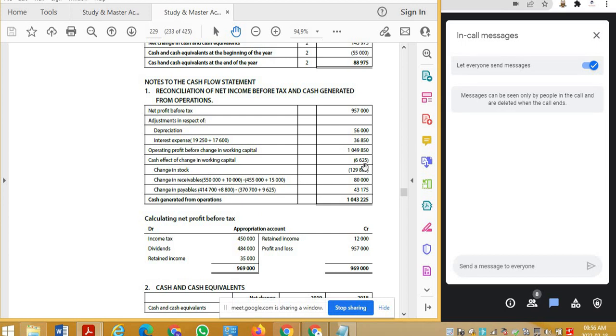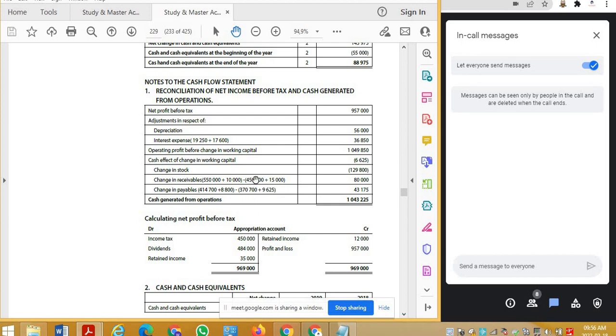Change in stock. For all of those, all we're going to do is take the opening balance minus the closing balance. But you need to know whether to minus the answer or plus the answer. Logically, if we have more stock, it means we spent more money on it, and therefore it is a minus.